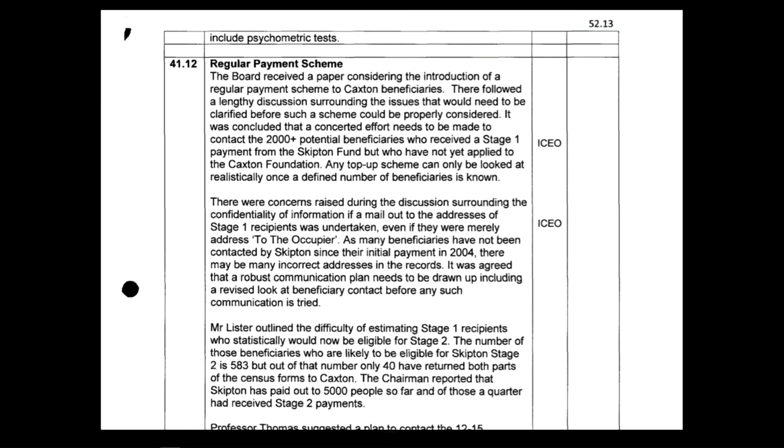There followed a lengthy discussion surrounding the issue that would need to be clarified before such a scheme could be properly considered. It was concluded that a concerted effort needs to be made to contact the 2,000 plus potential beneficiaries who received a Stage 1 payment from the Skipton Fund, but who have not yet applied to the Caxton Foundation. Any top-up scheme can only be looked at realistically once a defined number of beneficiaries is known. Is it right to understand that this was, in effect, the barrier to the Caxton Foundation implementing a regular payment scheme earlier than it did?